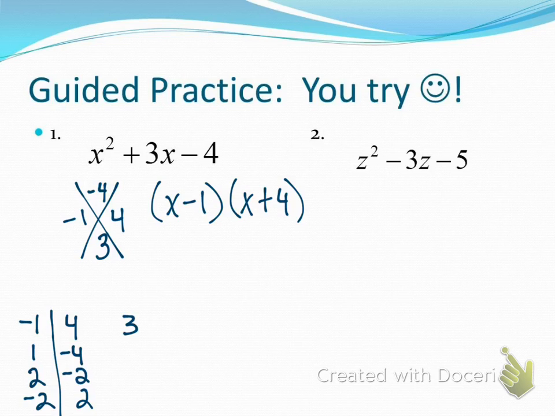When we go to number 2, if we're setting up our magic X, who can tell me what should go in the top and in the bottom? Negative 5 and negative 3. So we're trying to multiply to a negative 5 and add up to a negative 3. So nothing's coming to mind right away, so we make our list. Who can tell me what goes on my list for my factors?